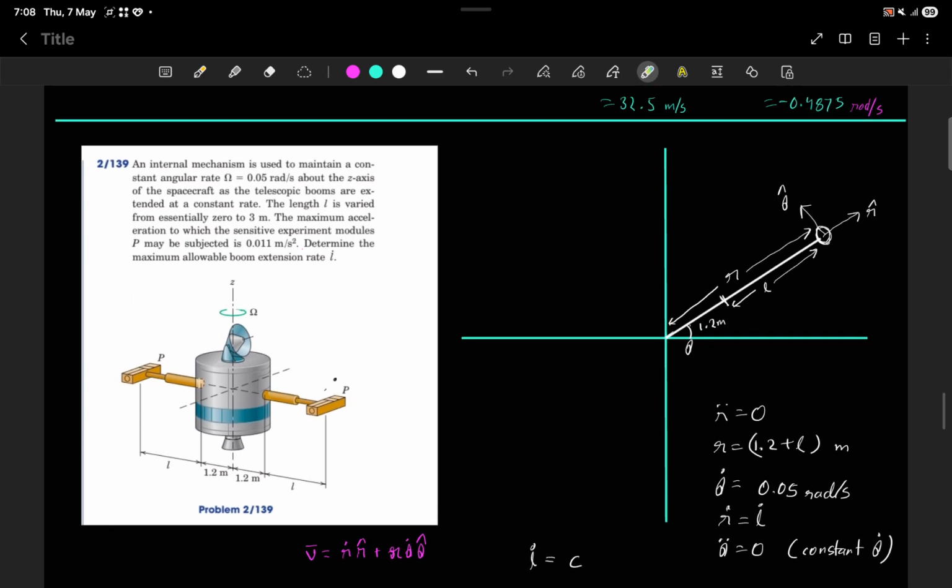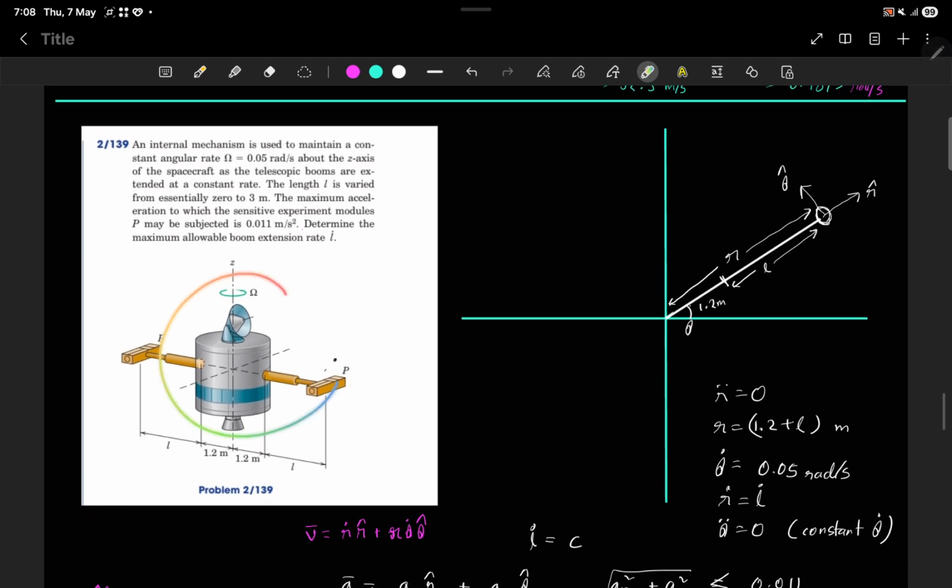So here what is given, this is a satellite, and this is the z direction, and it is rotating about this z direction. If you see from the top, it is rotating in the z direction at a constant angular rate of 0.05 radian per second. Okay, so which means alpha will be 0, because this angular rate, this sigma, is constant. It is rotating with this omega; if it is constant, then alpha is 0.